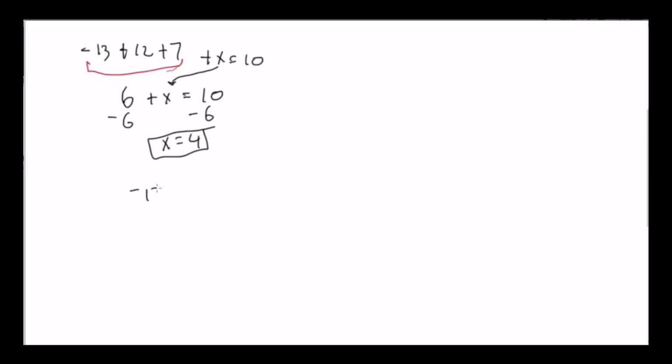Well, we would take -13 plus 12 plus 7 plus 4 and set it equal to 10, and we'll find out if that's a true equation. Well, again, we have -1 plus 11. We can say that's plus 11. 7 plus 4, and that does equal 10. 10 is equal to 10. It's true. Therefore, this is the correct answer.